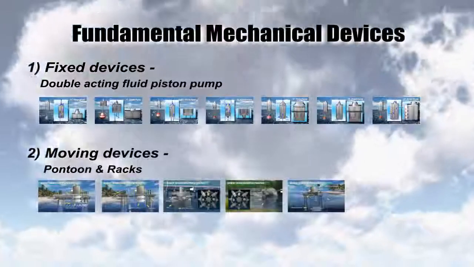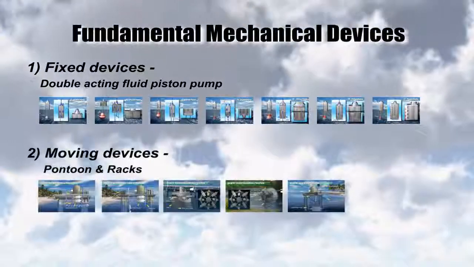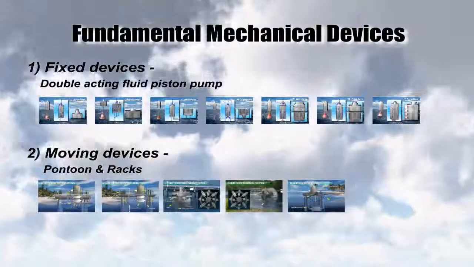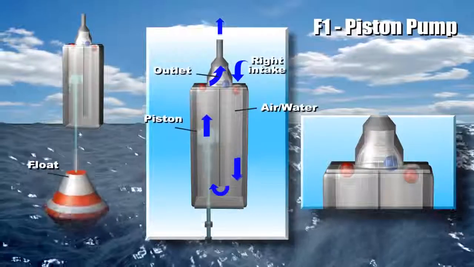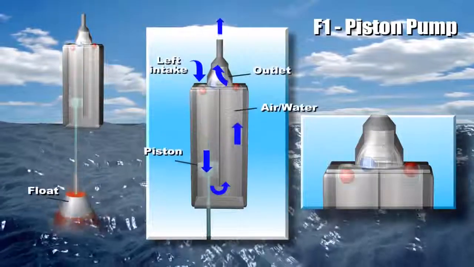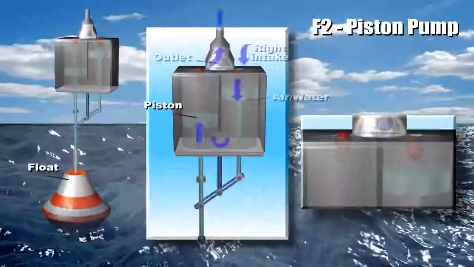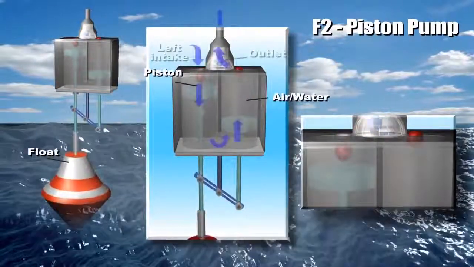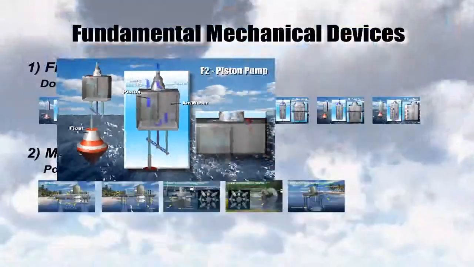Fundamental mechanical devices are the movable device and the fixed device. Double-acting piston pump: a piston is arranged to reciprocate as its piston rod is actuated by a float. When the float moves up as a rising wave passes, it pushes the piston upward, and the resulting dynamic flow of the fluid closes the left inlet by the ball and fluid is pumped out through the center top outlet.